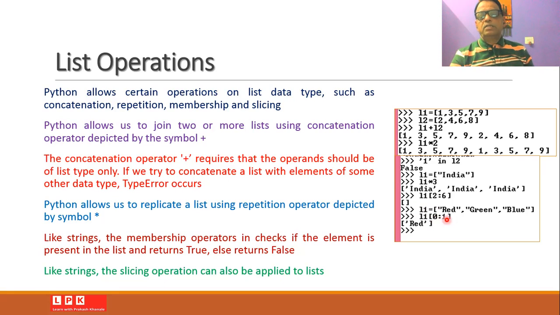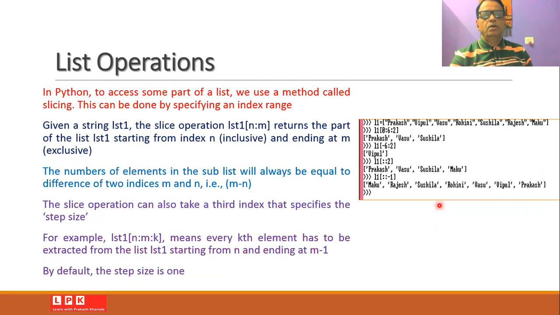So if L1 is consisting of red, green, and blue, and if I write L1 from 0 to 1, then I will get the element red. So these operations are nothing but the slicing operations. We can slice a list into a sublist, and the slicing can be performed by using these 2 parameters. So in Python, you can access some part of the list, and this operation is called slicing.